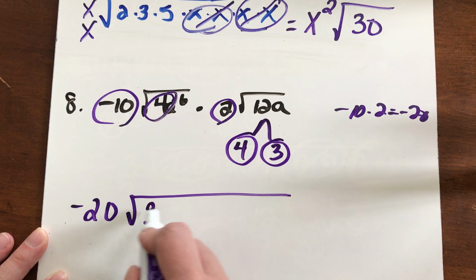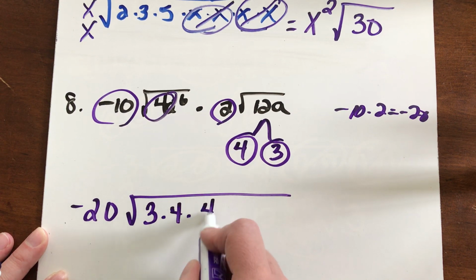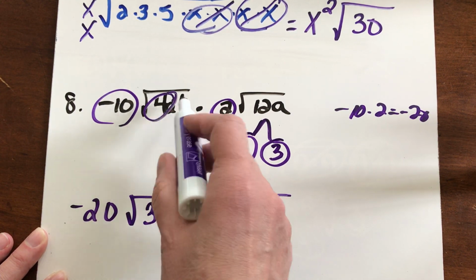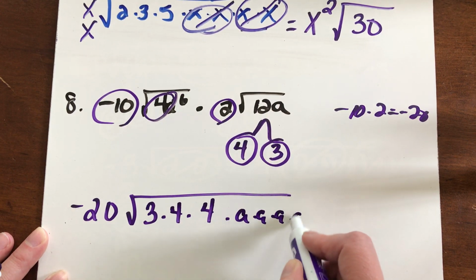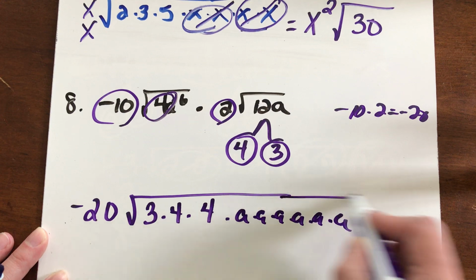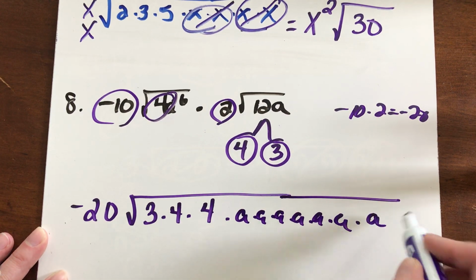All right, so we have a 3. We have 1 4. We have another 4. I have how many A's? Gosh, I'm talking backwards. A to the 8th is 8 A's, so that's 1, 2, 3, 4, 5, 6. And then I have one lonely A.